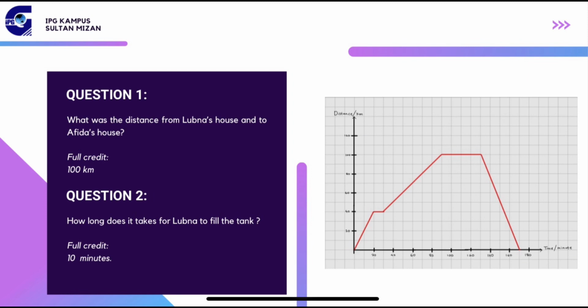There are two questions. Question 1: What was the distance from LUBNA's house to AFIDA's house? The student will get full credit if he or she answers 100 kilometers. Then for question 2, the question is to find how long it takes for LUBNA to fill the tank. The student may get full credit if he or she answers the right answer, which is 10 minutes.